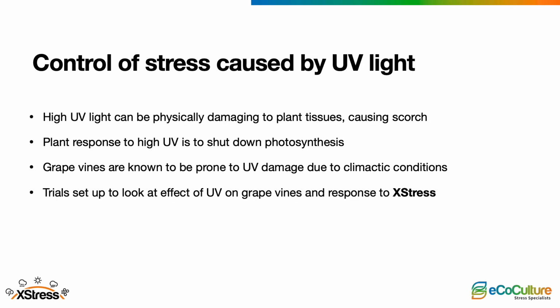UV light. Control of stress caused by UV light. High UV light can be physically damaging to plant tissues, causing scorch. Plant response to high UV is to shut down photosynthesis. Grapevines are known to be prone to UV damage due to climatic conditions. Trials set up to look at effect of UV on grapevines and response to XStress.